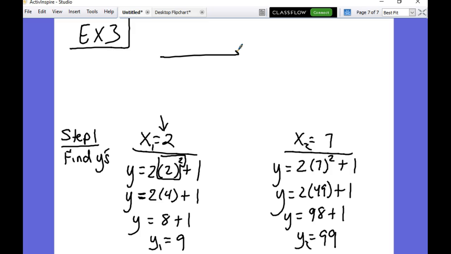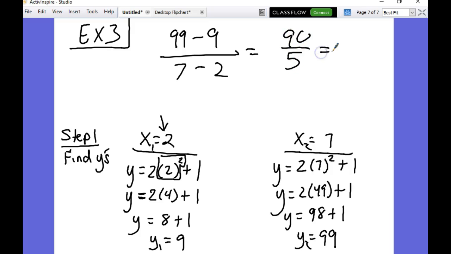What's y2? 99, minus y1, 9, over x2, 7, minus x1, 2. 90 over 5, 18. Somebody already got it? 18? Yeah, it's 18, my bad. There's your slope. That's pretty steep. Over 1, up 18. That's a pretty steep slope.